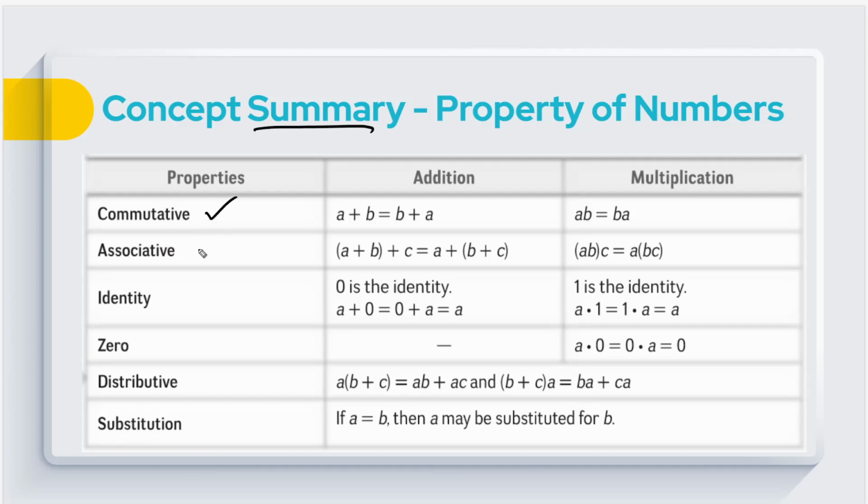Commutative property, associative property, identity property, zero property, distributive property, substitution. I'm just going to let you read this instead of rereading it all again.